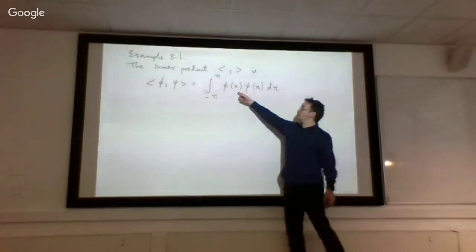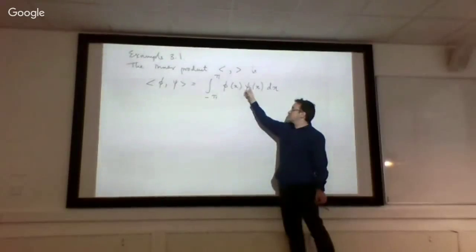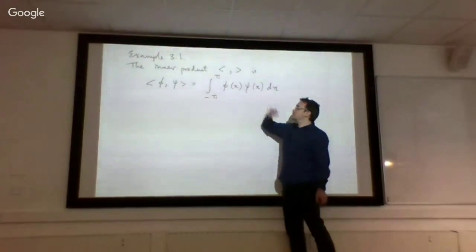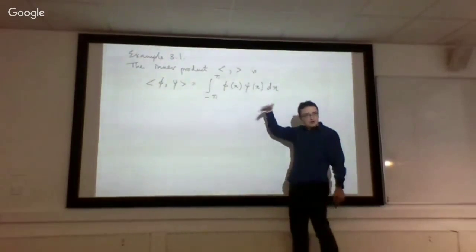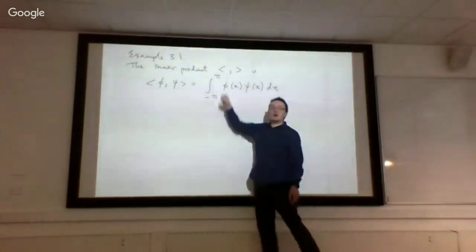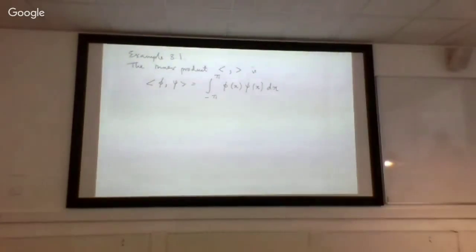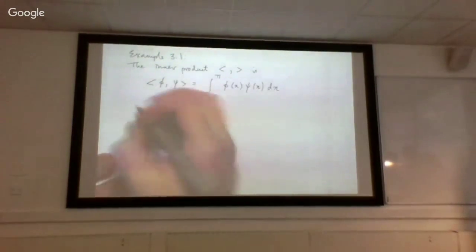We're taking the product of values of the two functions at the same argument, x, and we're summing up, or in the continuous sense, we're integrating all these products up across the whole interval of interest from minus pi to pi. Okay. So proving that the cosine function and the sine function are orthogonal, that means we want to show that they have an inner product of 0.